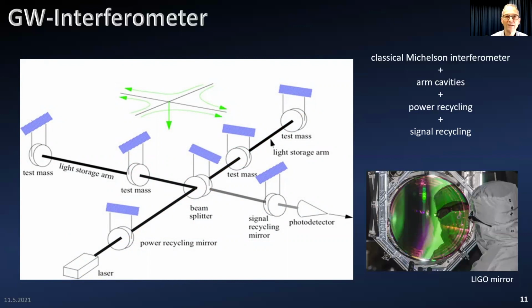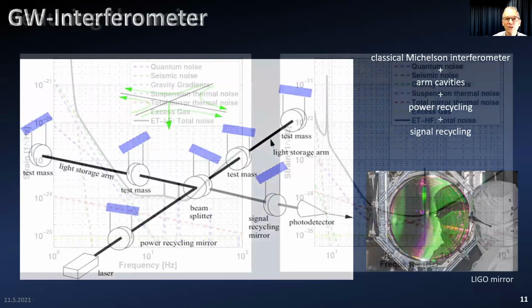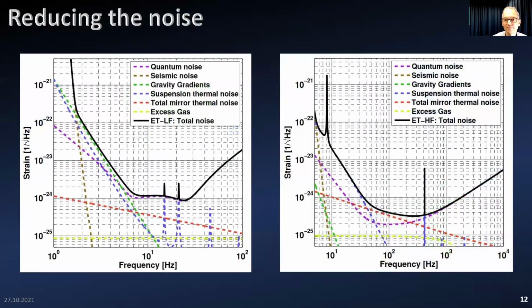And now the only parameter that's left to increase the signal is the length of the arms. The longer we make the arms, the larger is the change of the length due to the gravitational wave, and that directly improves the sensitivity. And for the Einstein telescope, we want to go to 10-kilometer long arms. Okay, so this is what we can do in order to increase the signal.